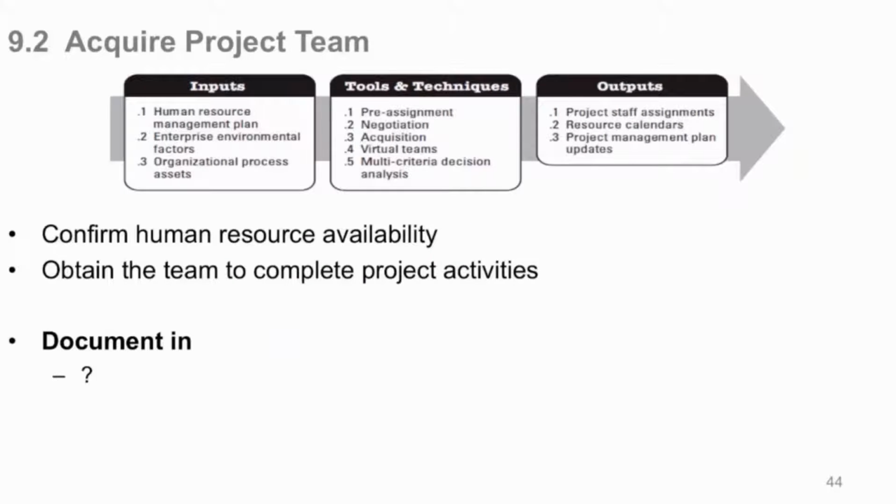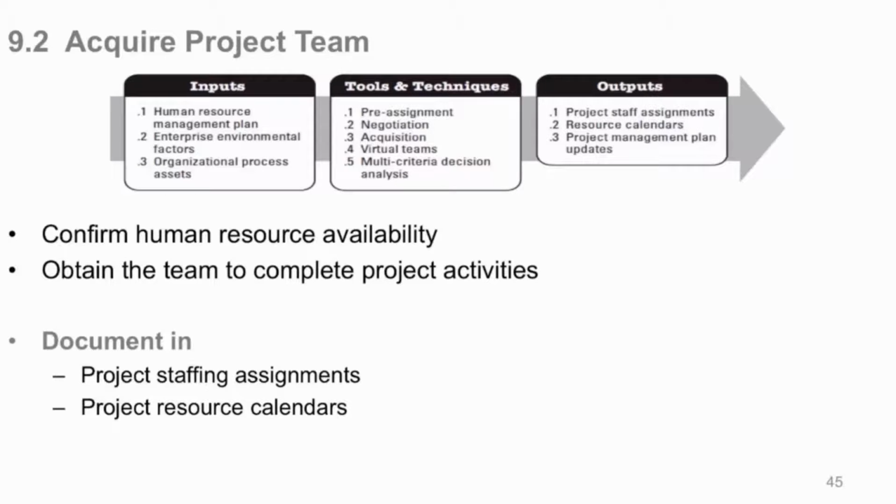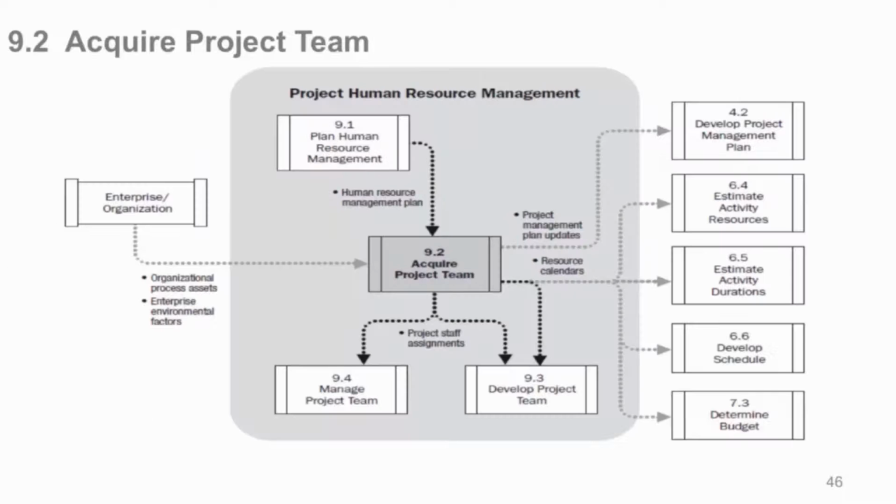So here's our ETO diagram. Primarily, what are we doing? We're going to confirm our human resource availability, and then we're going to obtain the team in order to complete our project activities. And we're going to document this, where do you think? We're going to document all this in our project staffing assignments and in our project resource calendars, where this stuff goes. Here's our data flow diagram for 9.2.